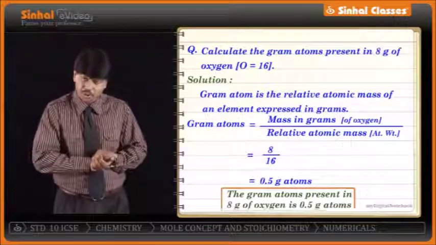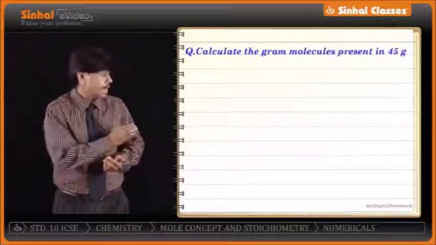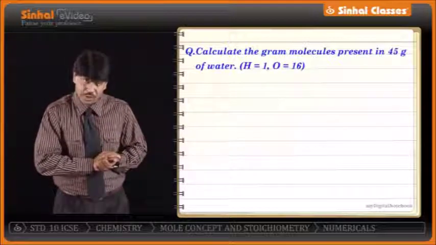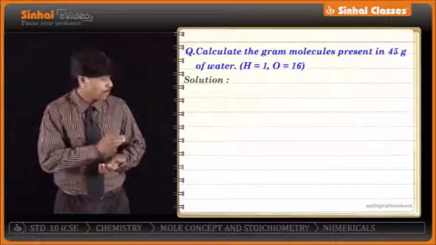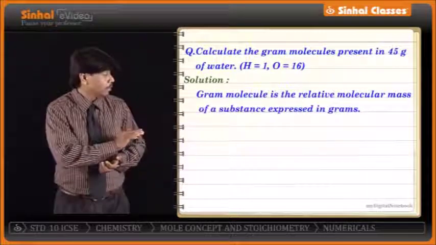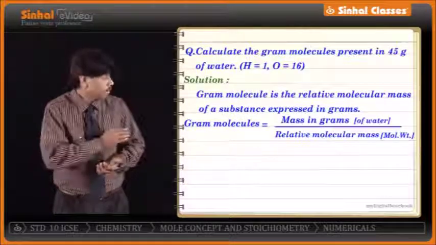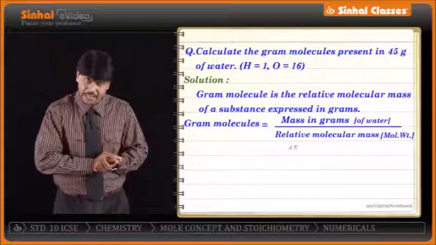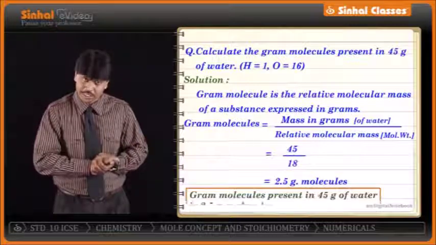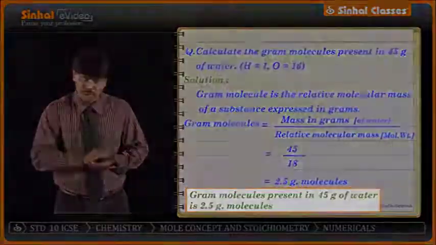Let's take it for gram molecule. The question can be, calculate the gram molecule present in 45 grams of water. In bracket, hydrogen weight is 1, oxygen is 16. Therefore, gram molecule is equal to the ratio of mass in grams upon relative molecular mass. Mass is given to us, 45 grams. So 45 divided by the molecular weight of water, that is 18. The answer is 2.5 gram molecule.